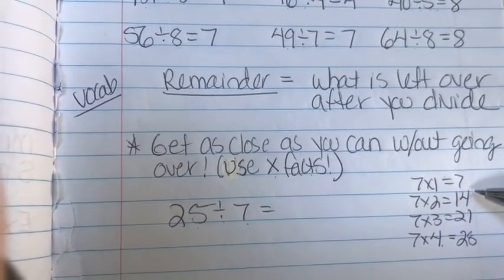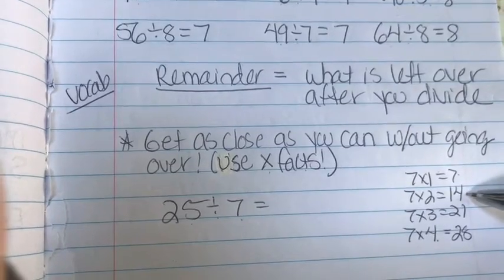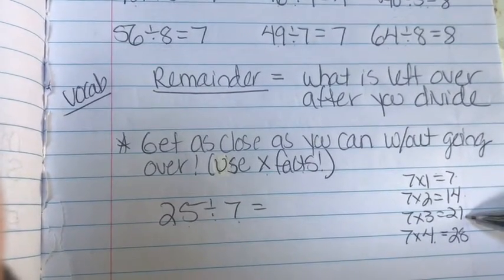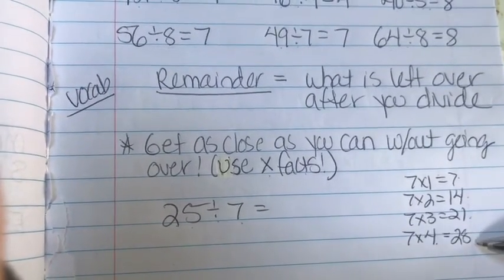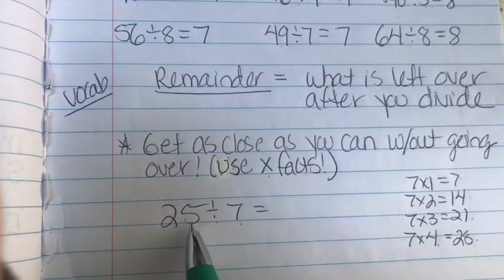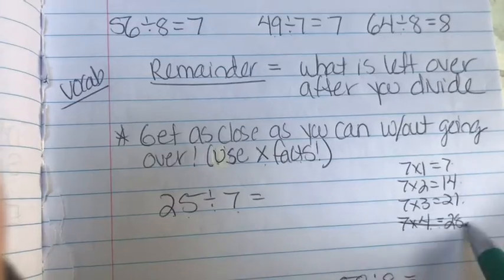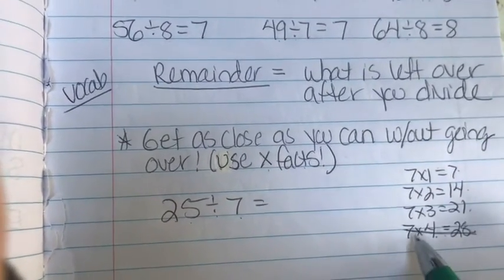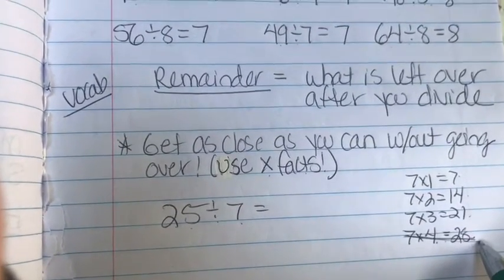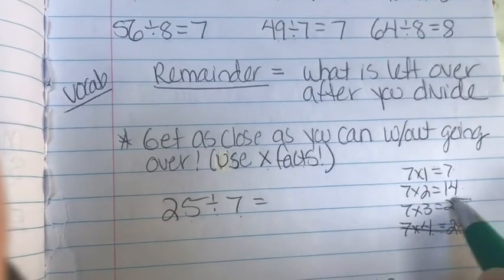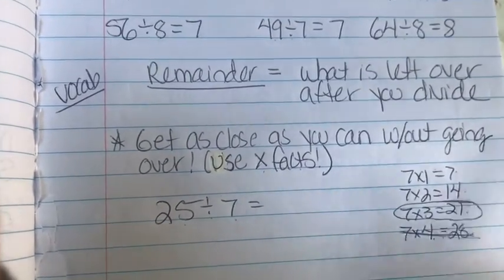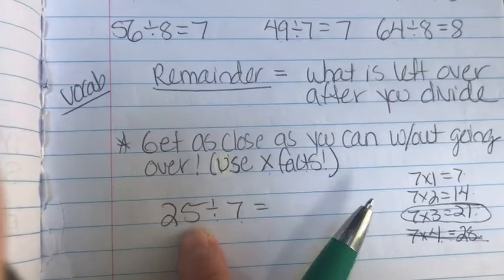So I know 7 times 1 is 7, 7 times 2 is 14, 7 times 3 is 21, and 7 times 4 is 28. I'm going to stop there because I cannot go over 25. So I know that this one is not going to be the right answer. I'm going to say, not that one, okay? It has to stay before. So I can see this is as close to 25 as I can get without going over.